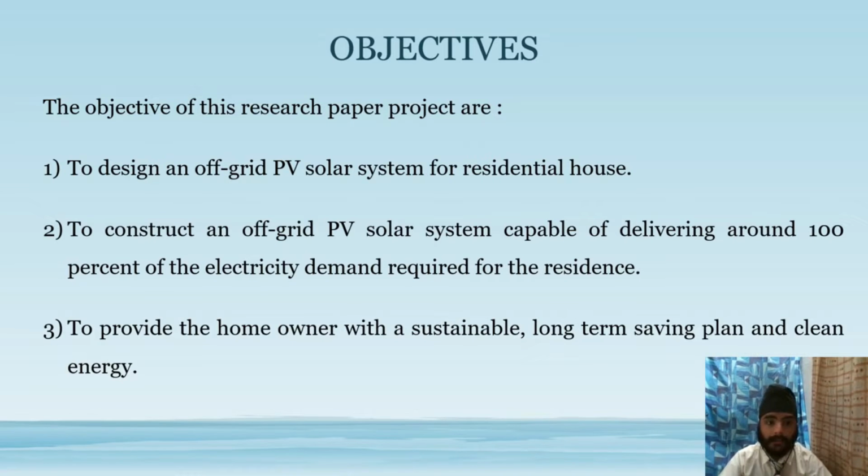The objective of our project research paper is to design an off-grid photovoltaic solar system for a residential house, like Mr. Ahmad Nisfu's house; to construct an off-grid photovoltaic solar system that is capable of delivering around 100% of the electricity demand required by the resident; and lastly, to provide the homeowner with a sustainable and long-term saving plan with clean energy.